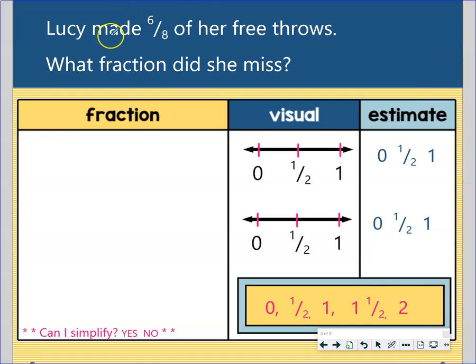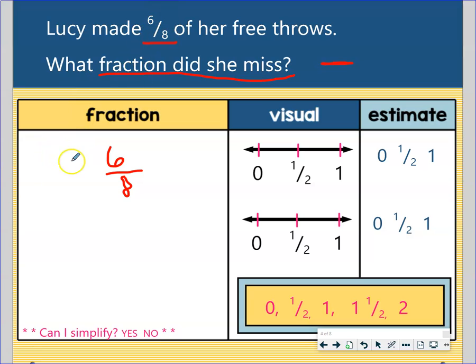All right, this one says Lucy made 6/8 of her free throws. What fraction did she miss? So our important numbers again: we've got 6/8, and it asks what fraction did she miss? If we think about her total number of free throws and the amount that she made, remember we're subtracting. We only know that 6/8 is what she made. If we want to figure out how much she missed, we have to think about her total number of free throws, and then take away the ones that she made.